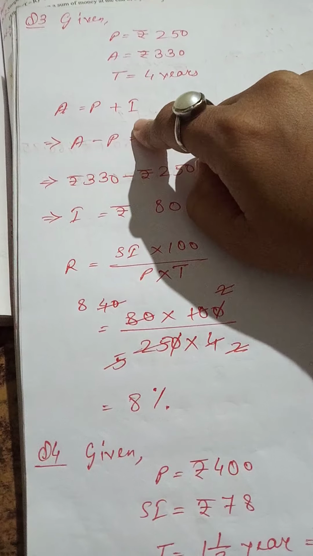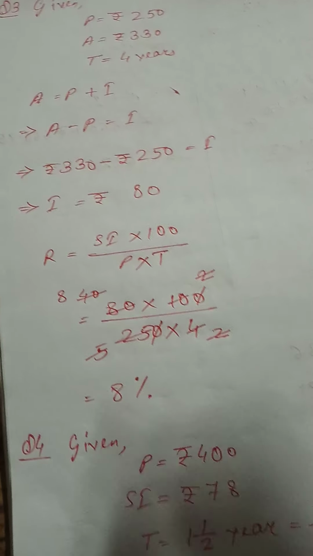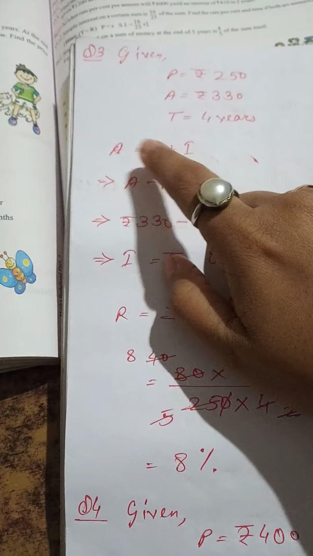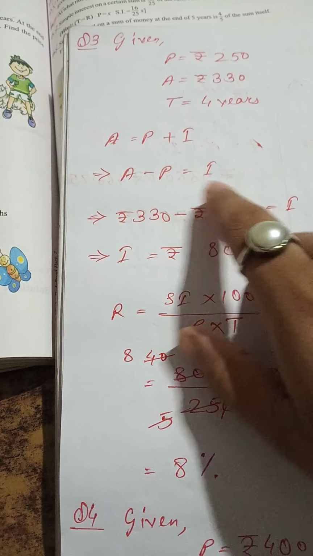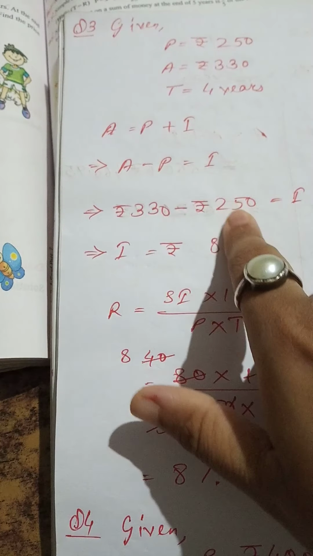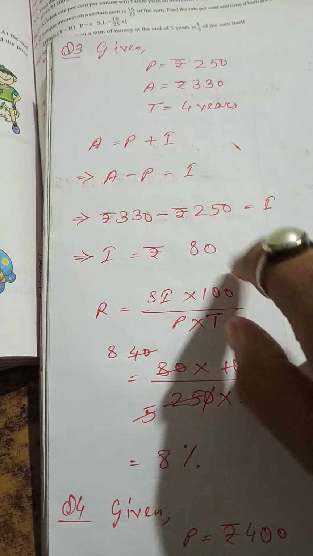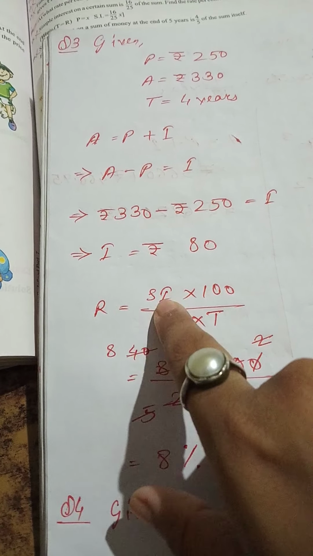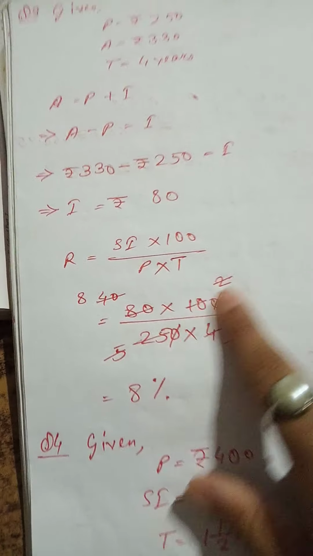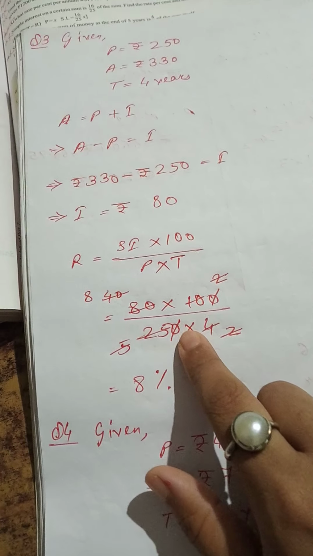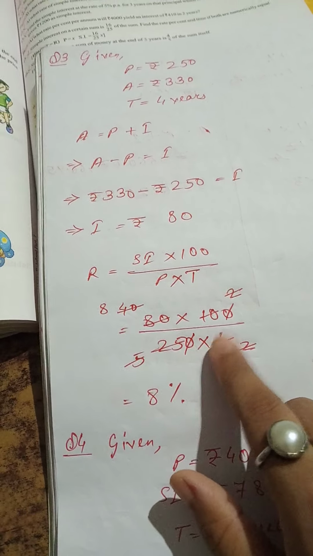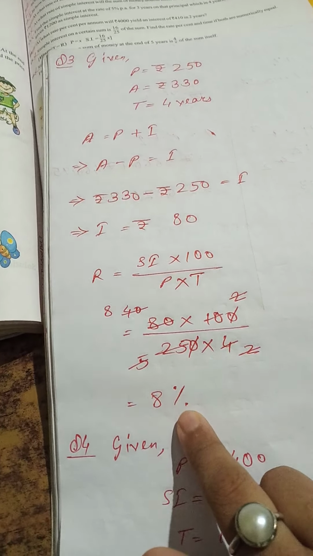A equals to P plus I, or if we transfer the P to this side, it will become A minus P equals to I. So, I will put the values of A and P, and then I have found out the I to be rupees 80. Now, I will apply the formula of rate. R equals to SI into 100 by P into T. I have put all the values here. I have done the cancellation. After cancellation, the rate comes out to be 8%.